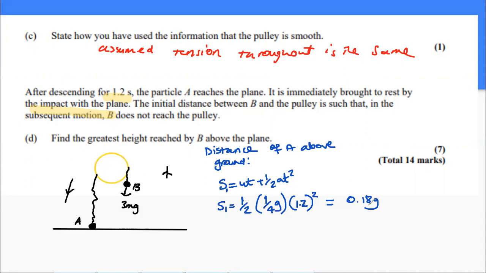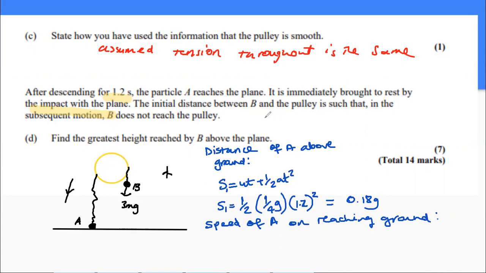I just want to make sure that my answers are exact for now. The next thing is I want to work out what's the speed on reaching the ground. What's the speed of A on reaching the ground? Because if I know the speed at which A hits the ground, this is going to be exactly the same speed at which B will be moving, okay? At the instant that A hits the ground, okay?